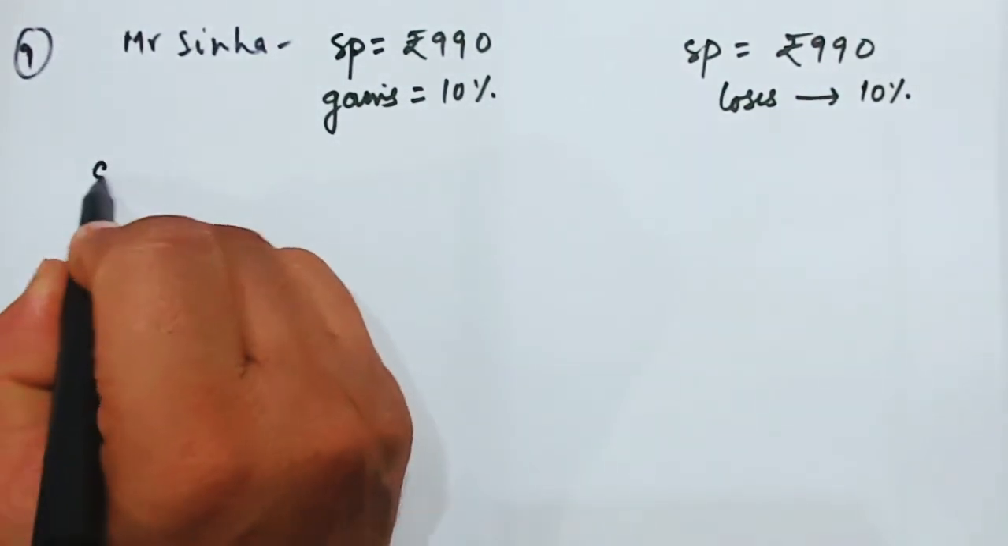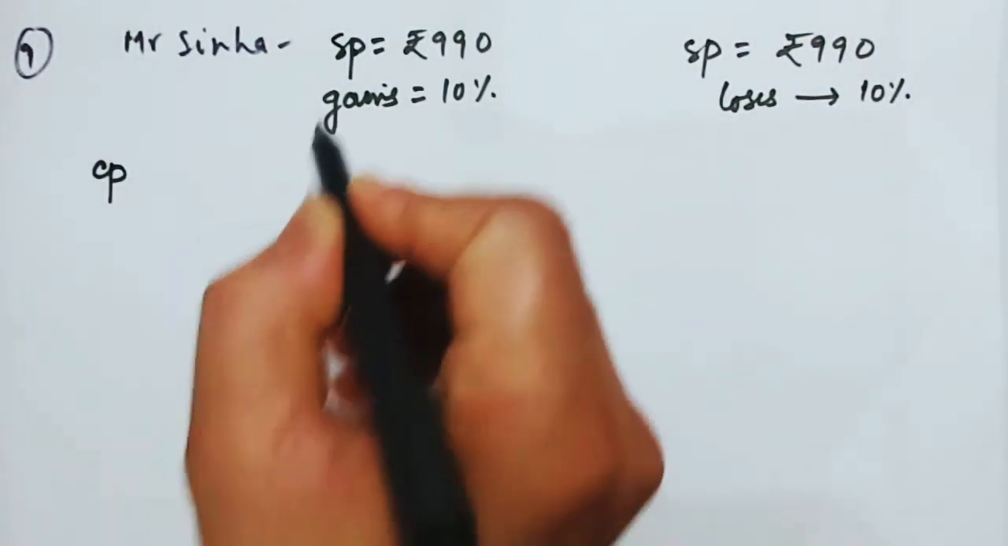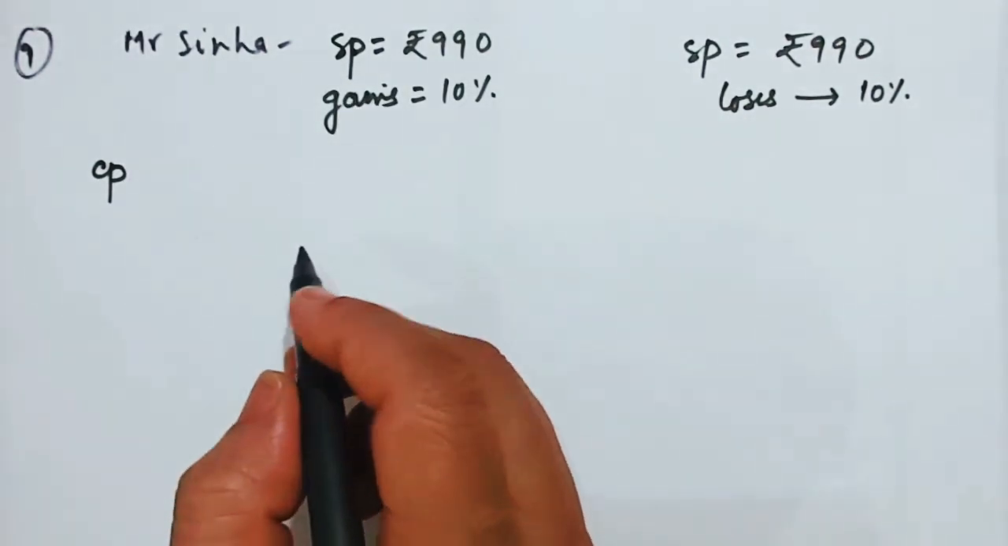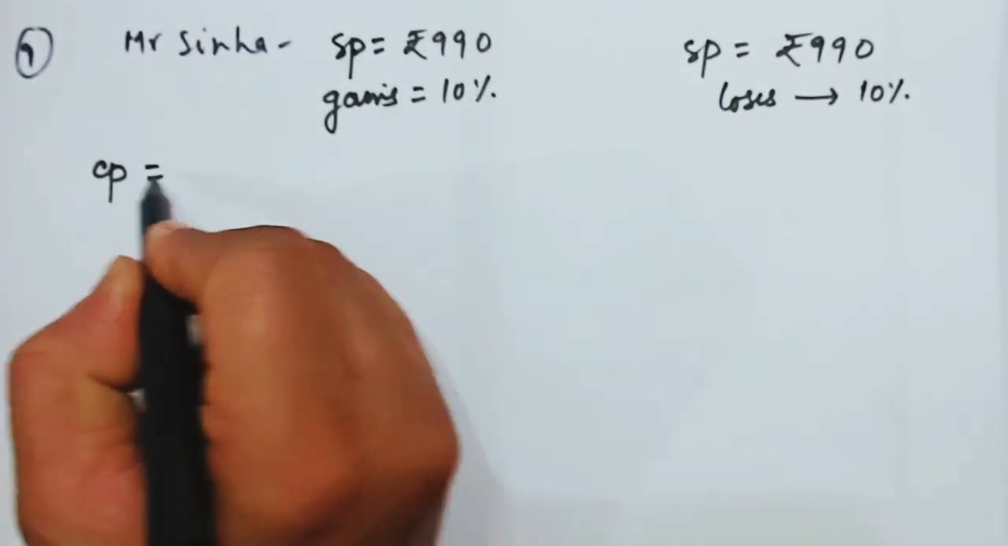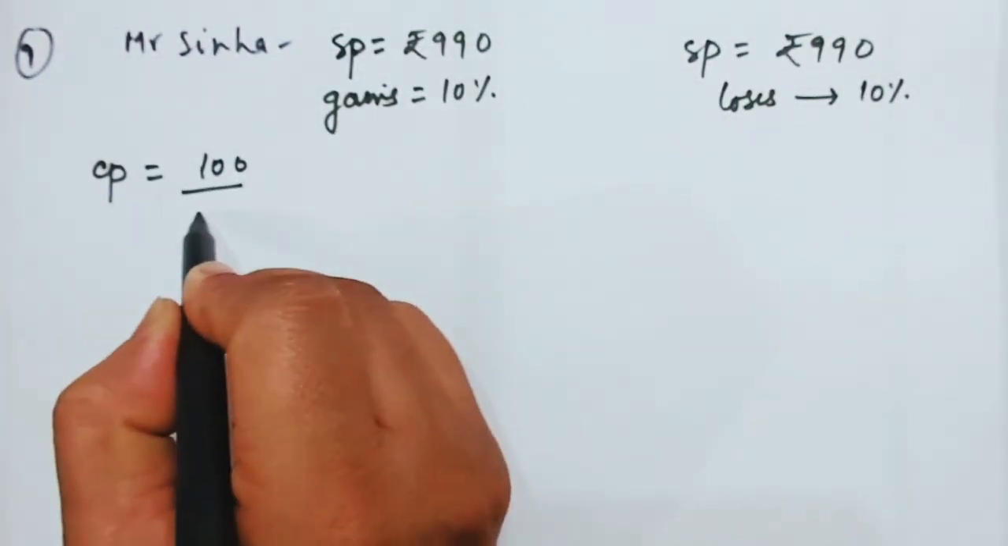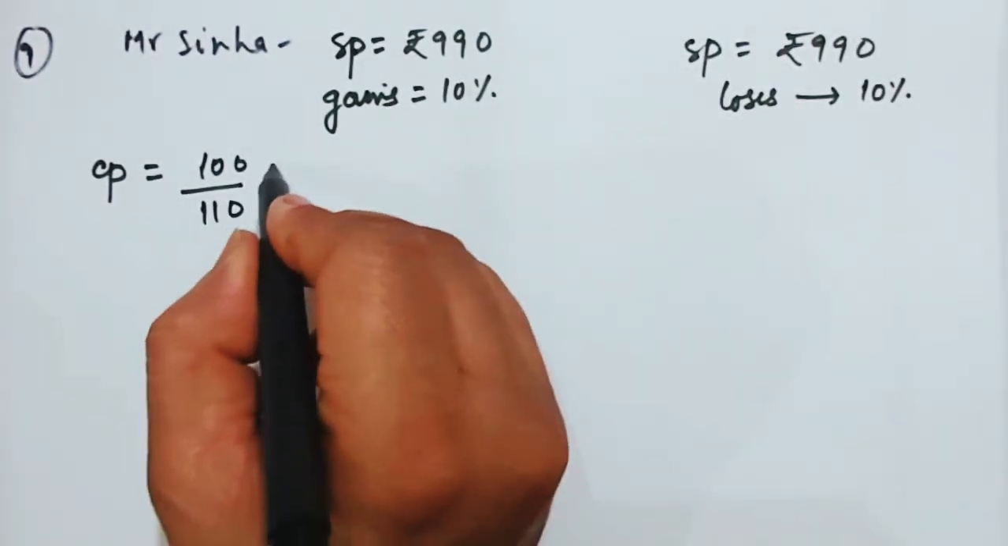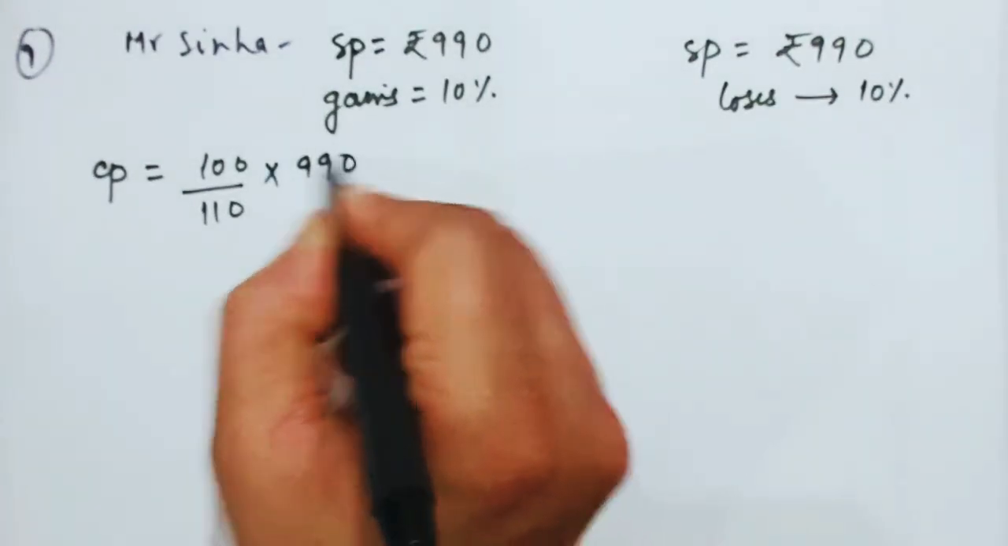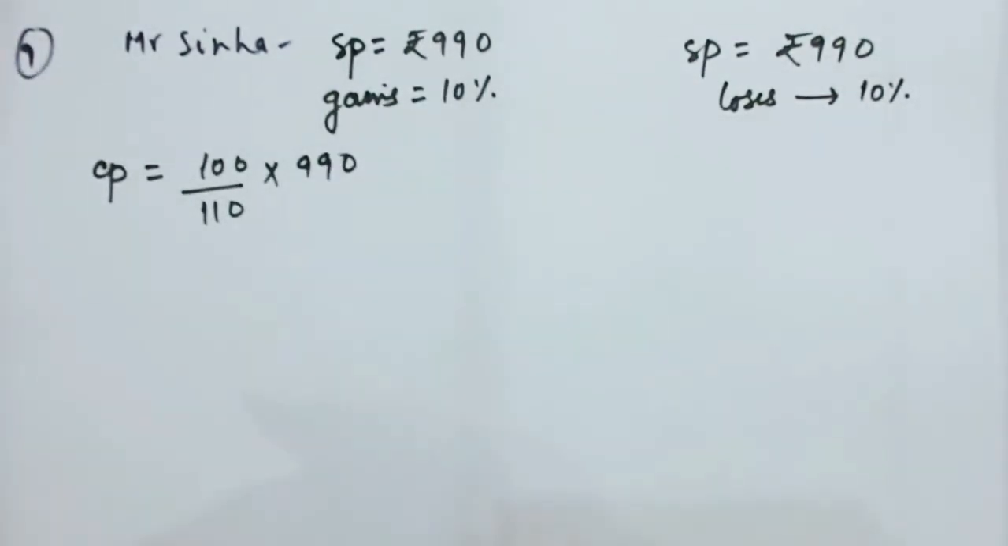Can't you find the cost price here of this tape recorder? So the cost price will be equal to 100 by 100 plus gain, that is 110, times 990, times selling price.